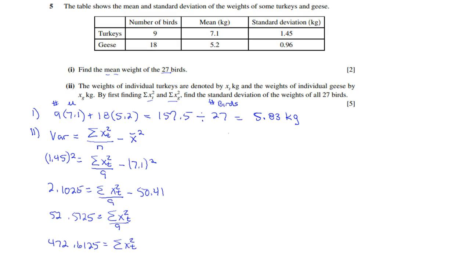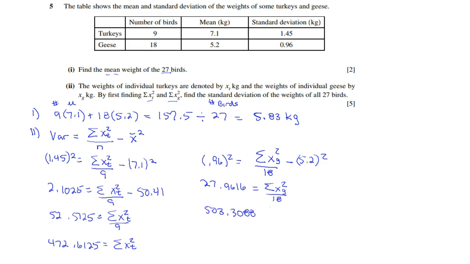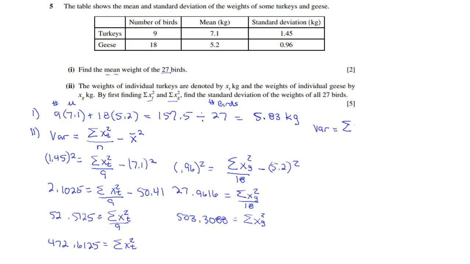Now I'm going to do this again with the geese. So once again, I'm going to start off with the standard deviation, which is 0.96, but I'm going to square it, and it's going to equal the sum of the geese squared, divided by the number of geese, which is 18, minus the mean squared, which is 5.2. And then all I've got to do again is get the sum of the x squares by themselves. So I'm going to add and then multiply by 18, and I get this.